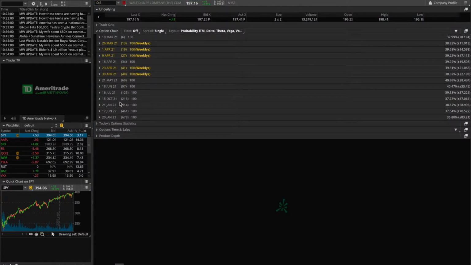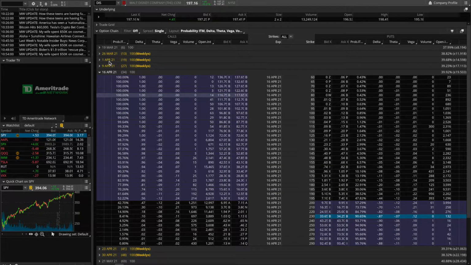So this is the option chain for Disney, and let's take a look at the April expiration cycle. On the left hand side, as usual, these are all the call options. On the right hand side, these are all the put options, and then down the middle here, these are all the different strike prices. And all these contracts expire on April 16th, in 34 days from today.